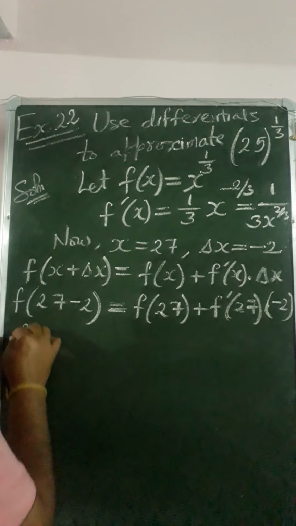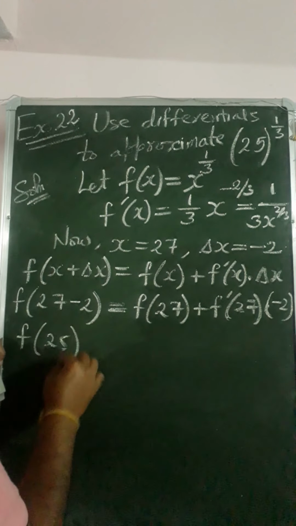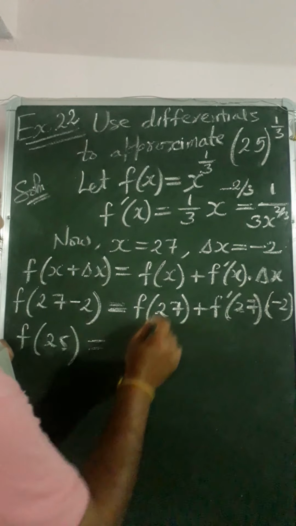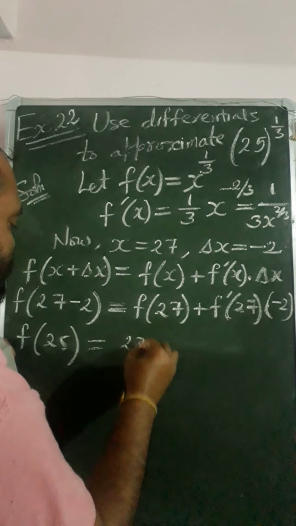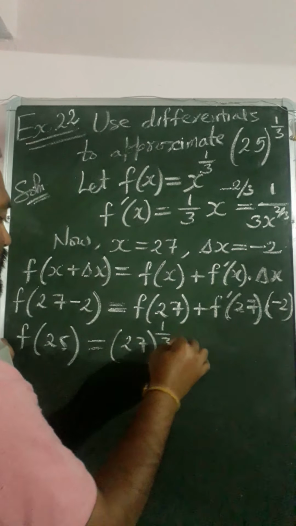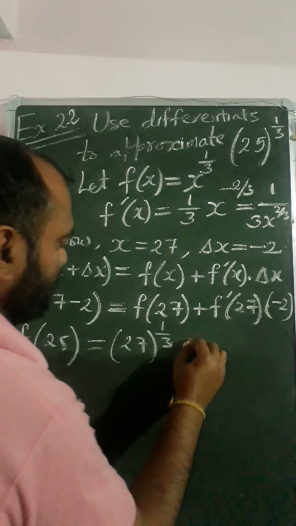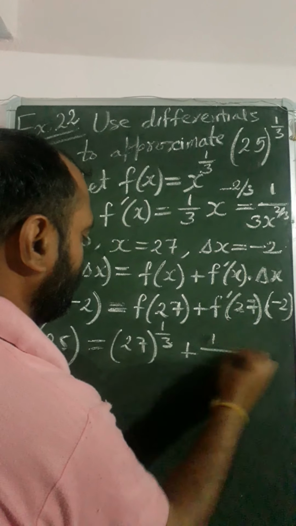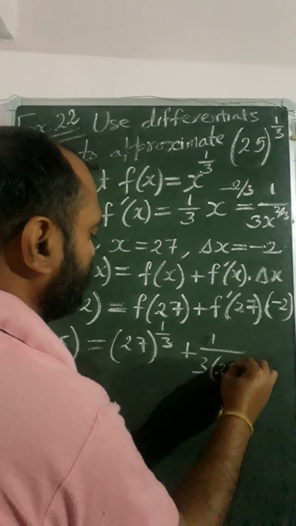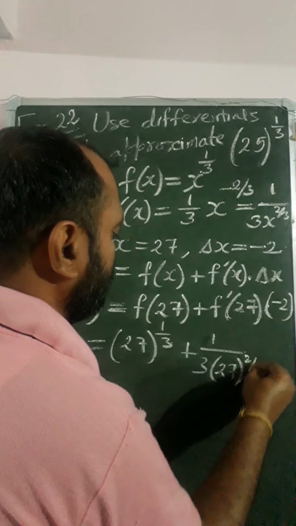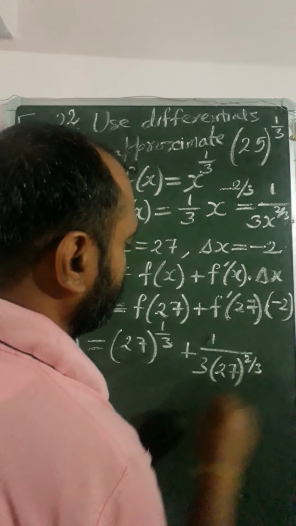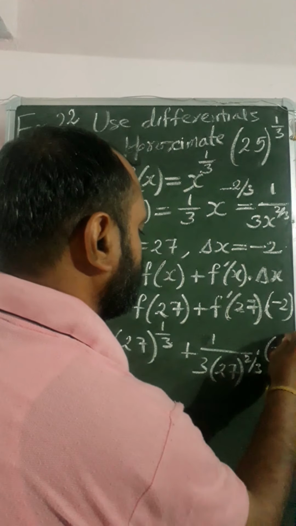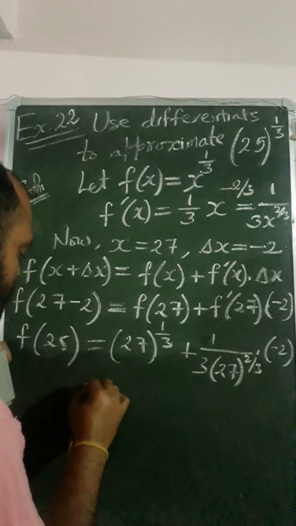Now this is f of 25, and this is f of 27, that is 27 raised to the power 1 by 3, plus, putting the value here, 1 over 3 into 27 raised to the power 2 by 3 into minus 2. Now its answer is 3.